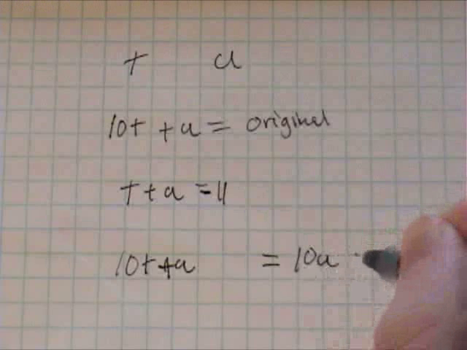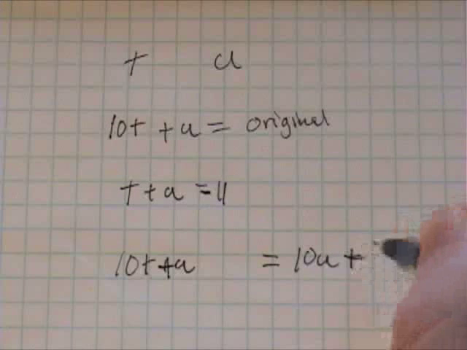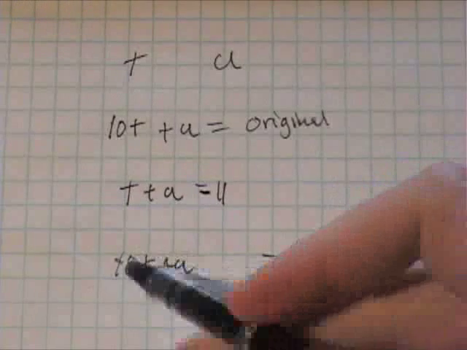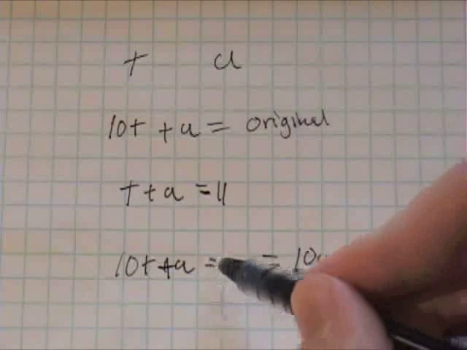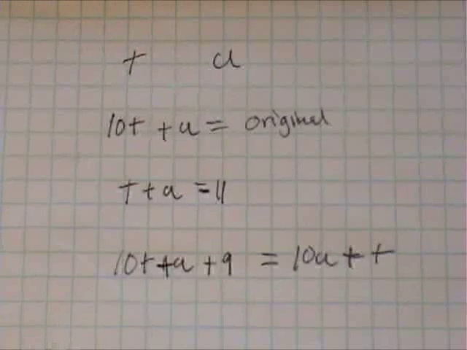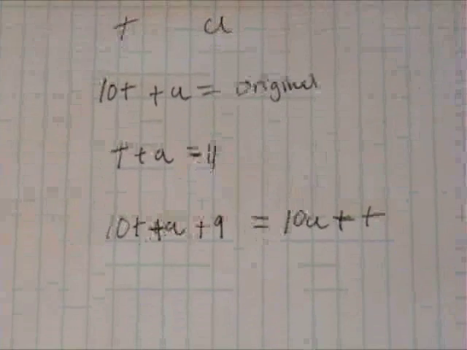So you'd put the u in the tens place and the t in the ones place. To make these equal, since this is 9 less, we have to add 9 to it, okay? Then that makes it equal. So that was one of the key factors there.